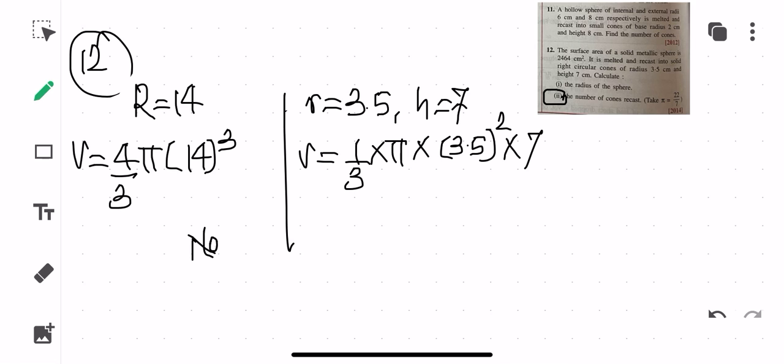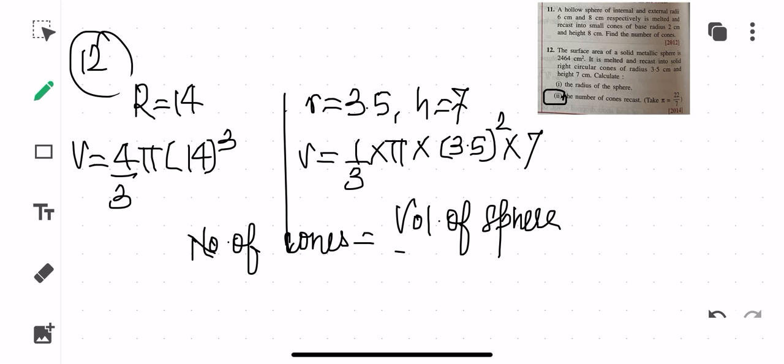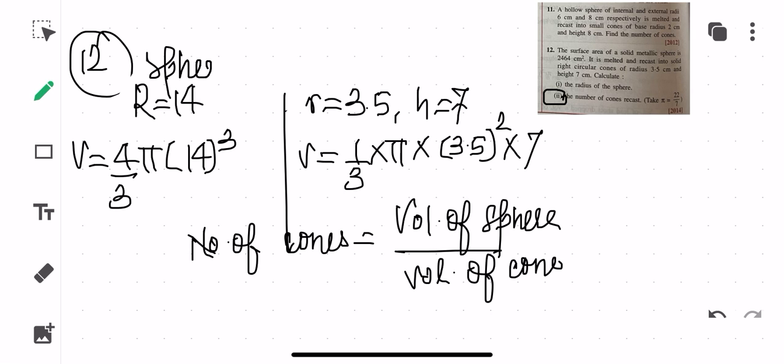So number of cones formula will be what? Number of cones will be equal to volume of sphere divided by volume of cone. Just divide and then you can easily get the answer. Okay, and then here I'll write this is for sphere and this is for cone. So this question is also an easy one. The second sub question you will be taking as homework. So this was an easy exercise, children. So we are done with all the questions of this particular exercise. Now we'll be moving into the next exercise.